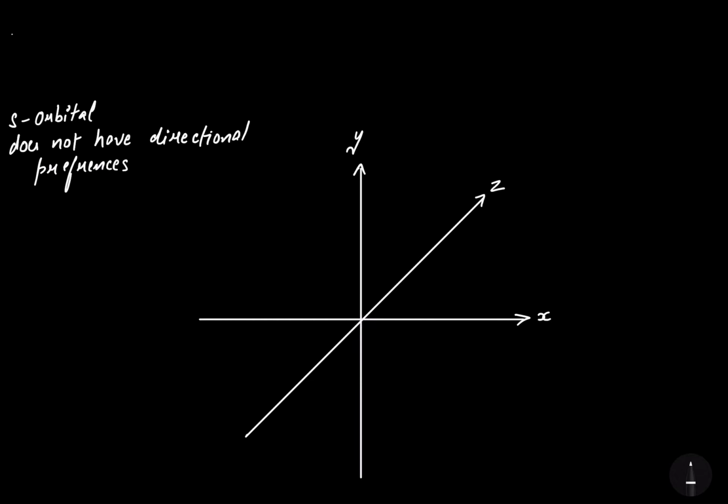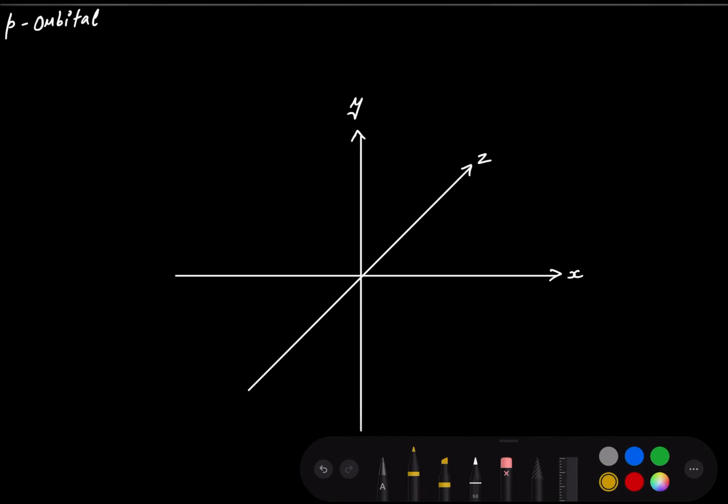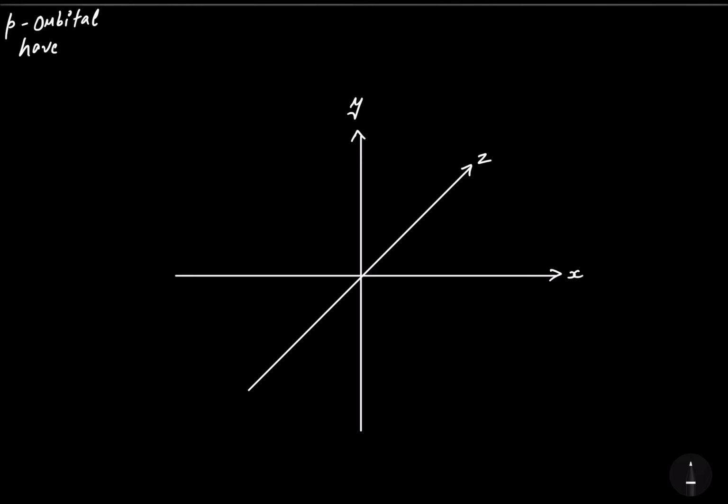So that's the s orbital, which does not have any directional preference. Now let's talk about the p orbitals. P orbitals have directional preference. The shape of p orbitals is dumbbell shape.